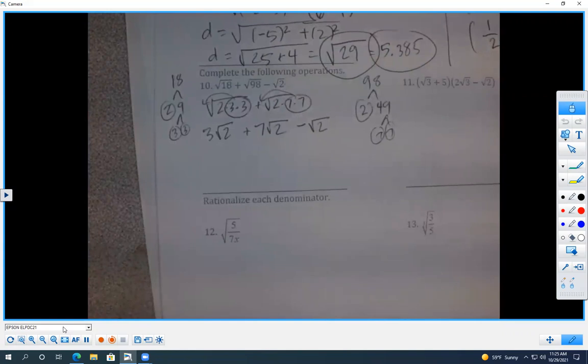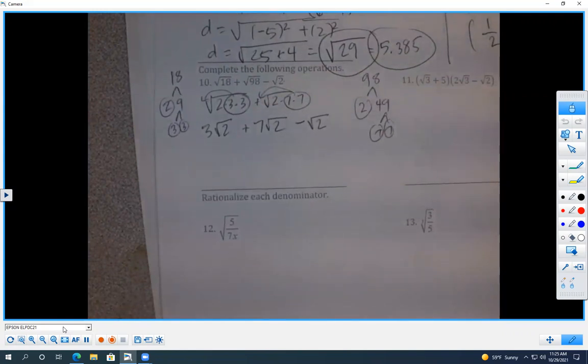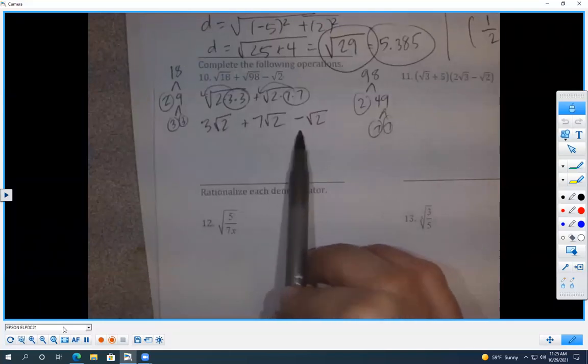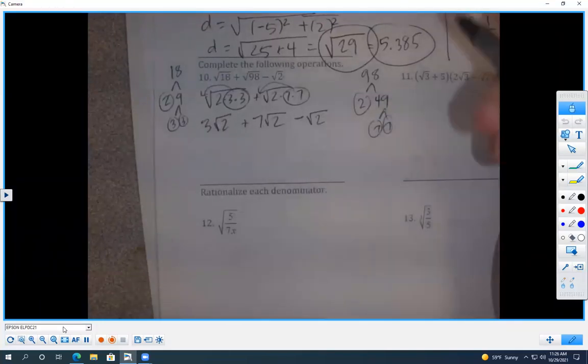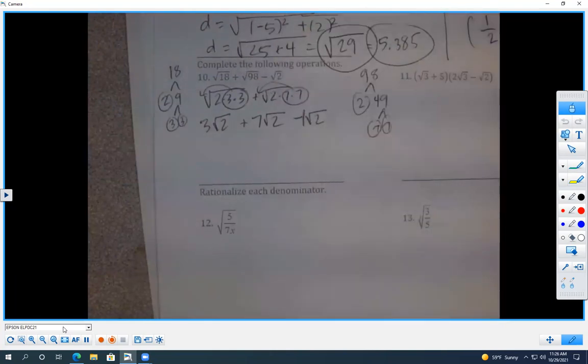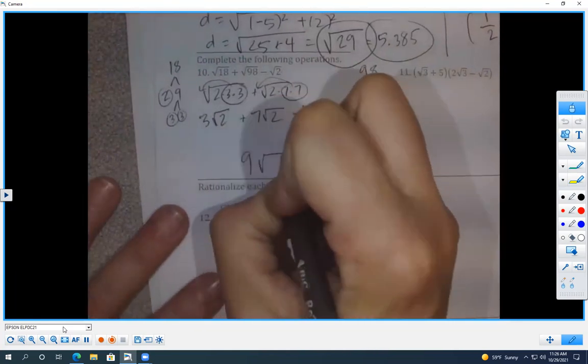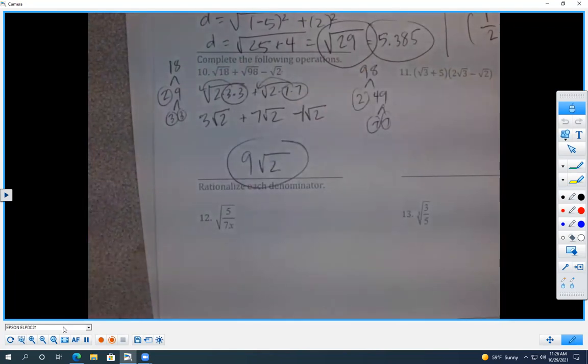But now are all of your roots the same? Yes, they're all the same. So that means we can just add or subtract the numbers in front. What is 3 plus 7 minus, what's the number in front of this one? 1. So 3 plus 7 minus 1? 3 plus 7 is 10. 10 minus 1 is 9 times the square root of 2. Questions about that?